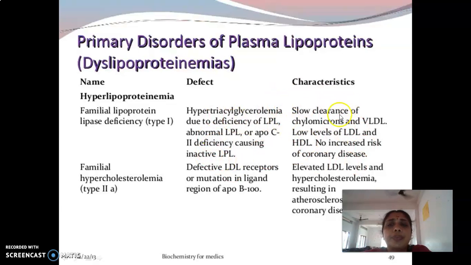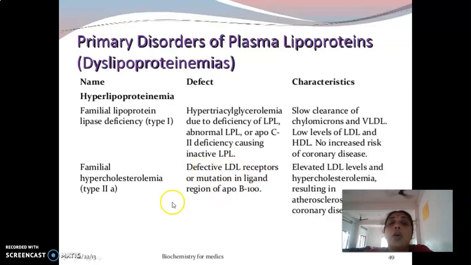So there will be slow clearance of chylomicrons and VLDL, then there will be reduced levels of LDL and HDL, but there is no increased risk of coronary artery disease because TG and VLDL are not getting accumulated in the blood vessels. Right? Then there is familial hypercholesterolemia, in which there are different types. This is type 1 hyperlipoproteinemia. This is type 2A, in which hypercholesterolemia is there. There are defective LDL receptors.